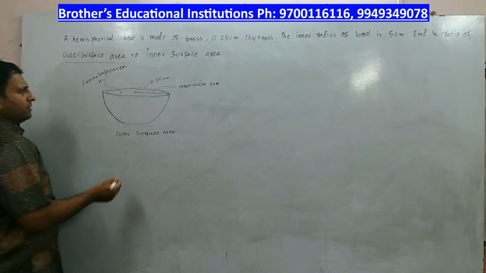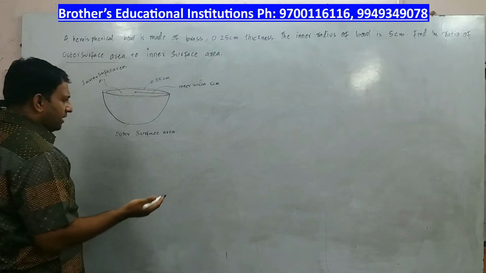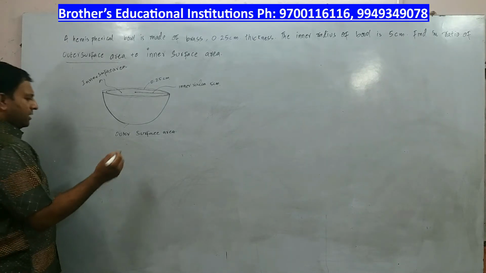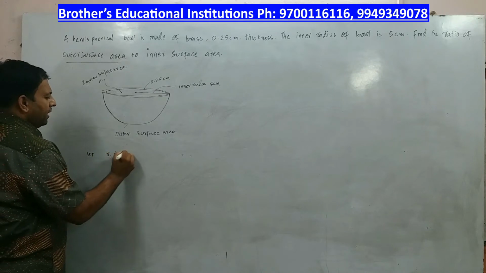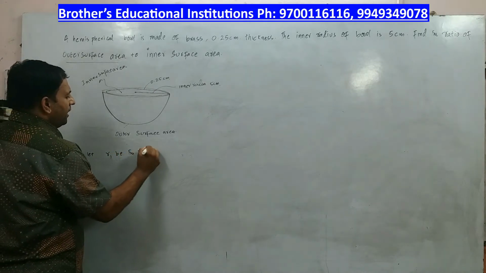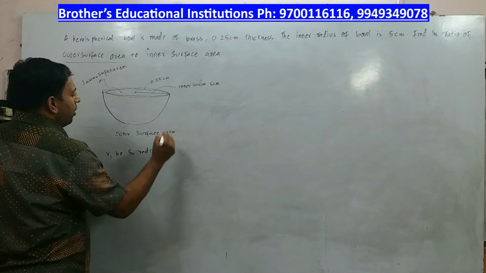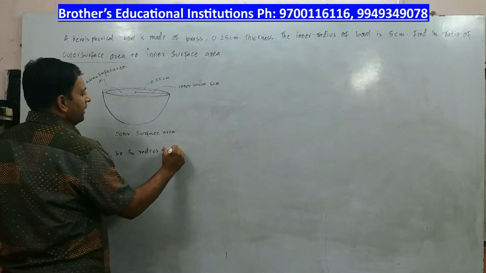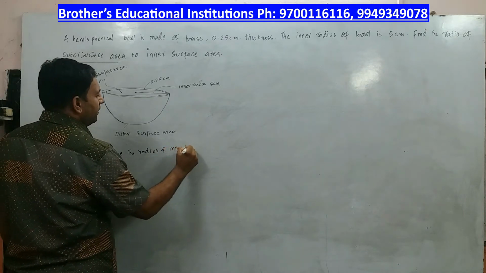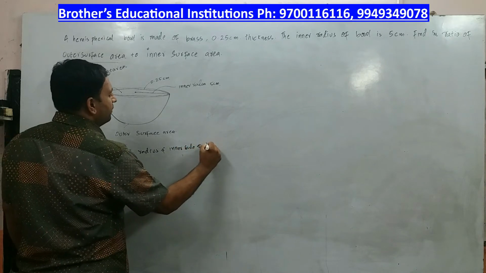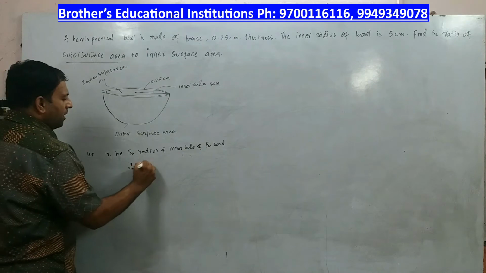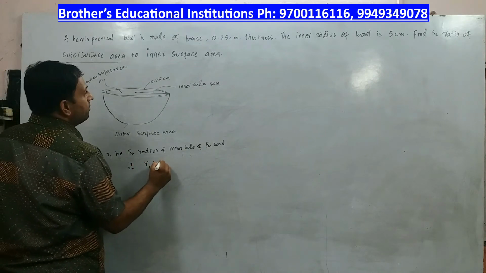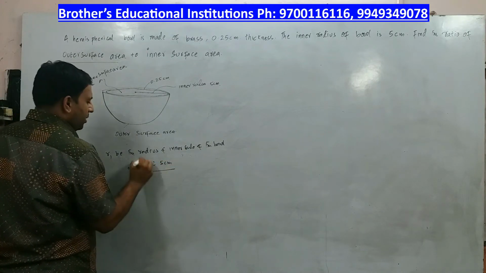Very simple. Since we are having outer surface area and inner surface area to be determined, let us assume, let R1 be the radius of the inner side of the bowl. And what is that? Therefore, R1 is equal to how much given to you? 5 centimeters. We got R1.